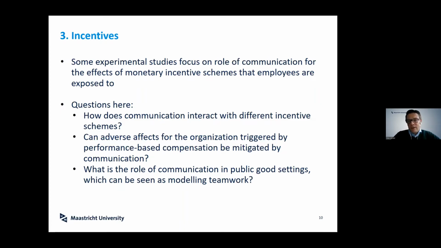Moreover, some of these incentive schemes always have the goal to increase performance, increase effort, but sometimes they have also unwanted effects. And then the question is whether communication can mitigate such adverse effects for the organization. And finally, an important question is what the role of communication for public good settings is, which can be seen as models for teamwork.